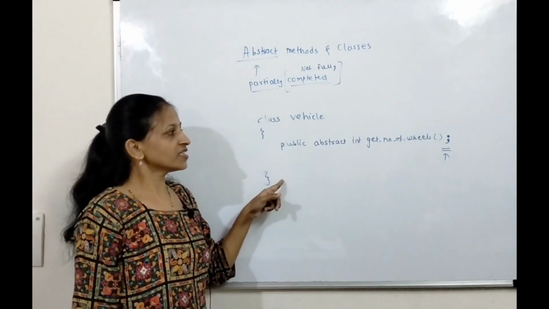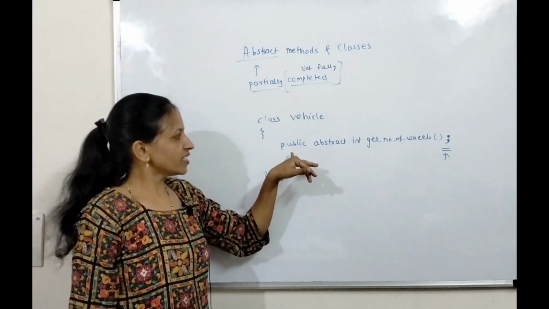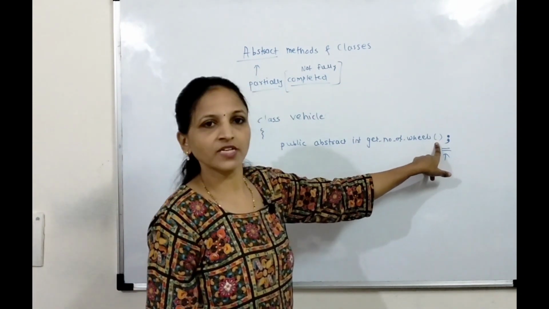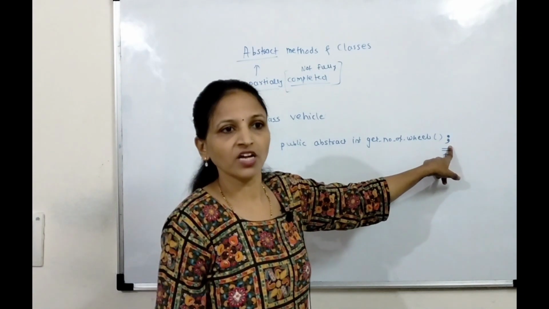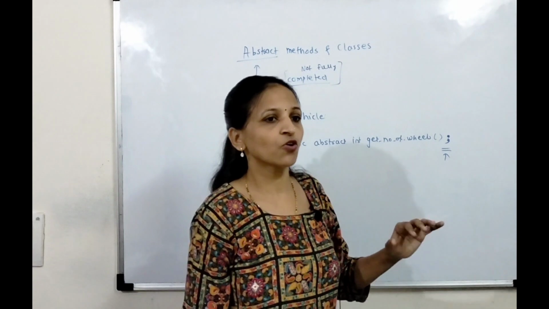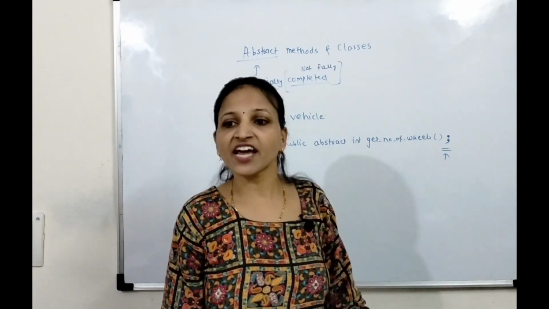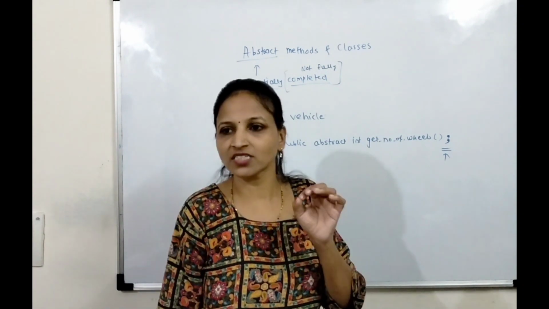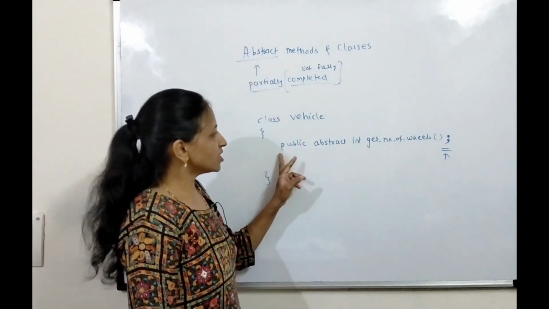Okay, just write down in this way: class vehicle, then write down public abstract int get number of wheels, and just open close round bracket and give semicolon, because this is just a declaration. This will not have body, and abstract methods don't have implementation, don't have body. It is compulsory.